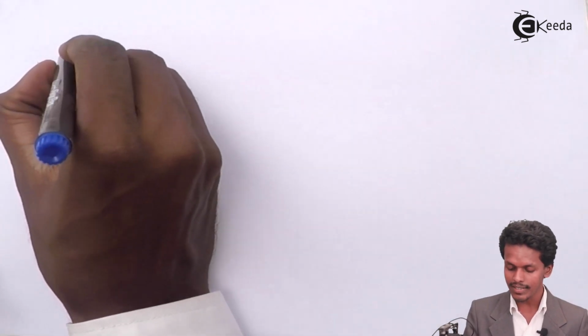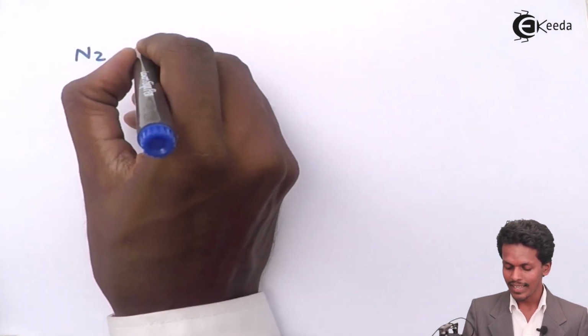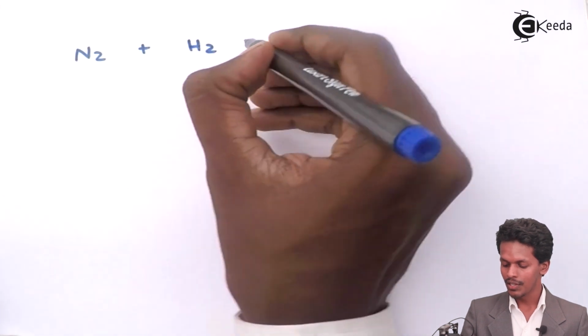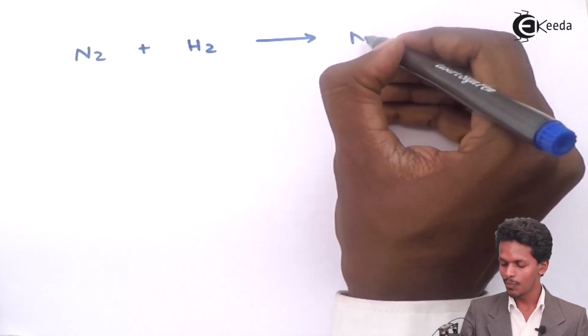The first thing that we have to do is understand what happens when nitrogen is reacted with hydrogen. So we have to write the chemical reaction of this question that they have provided to us. The chemical reaction can be written as nitrogen reacted with hydrogen so as to produce ammonia.